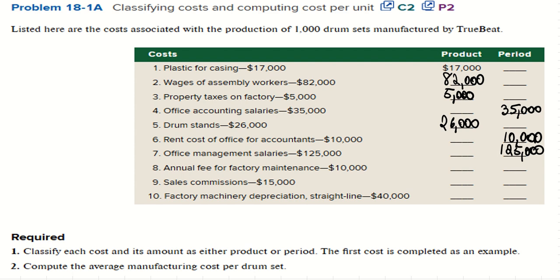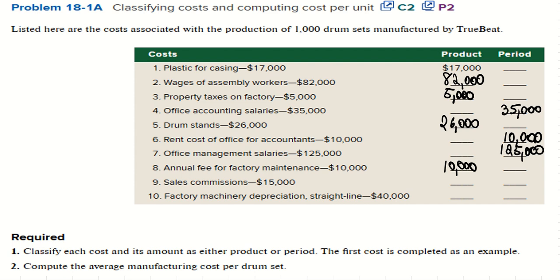Number 8, annual fee for factory maintenance. And that's 10,000. So that 10,000 is going to go to product costs. Okay, so that is a product cost because this is for the factory. In order for you to actually produce something, you need to have a facility to produce that something in. And that facility is the factory here. And so anything that's related to the cost of keeping up with the factory, I want to say the maintenance of the factory, anything like that, that's going to be a cost that's associated with the product because you're producing a product within that factory.